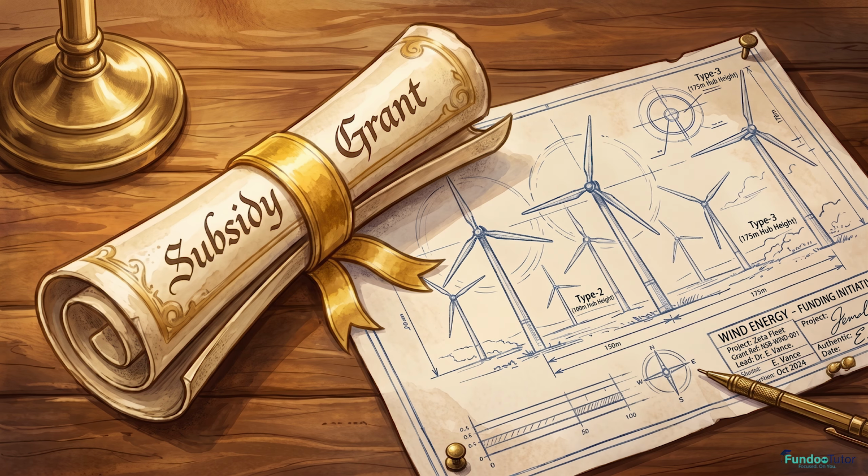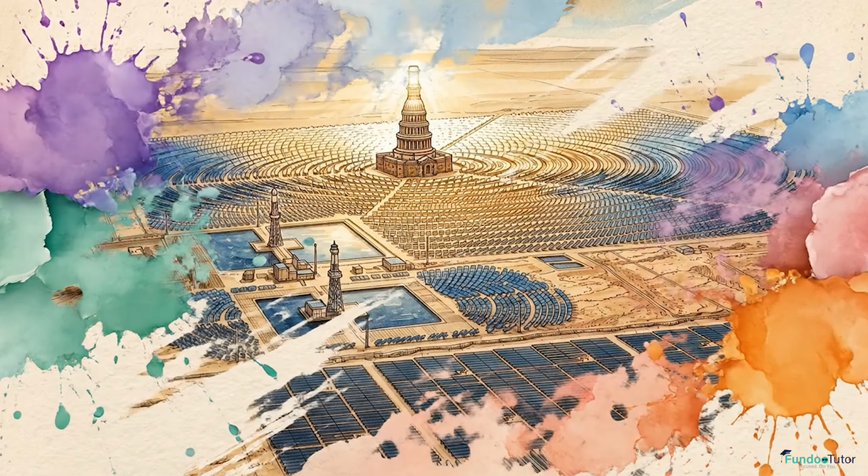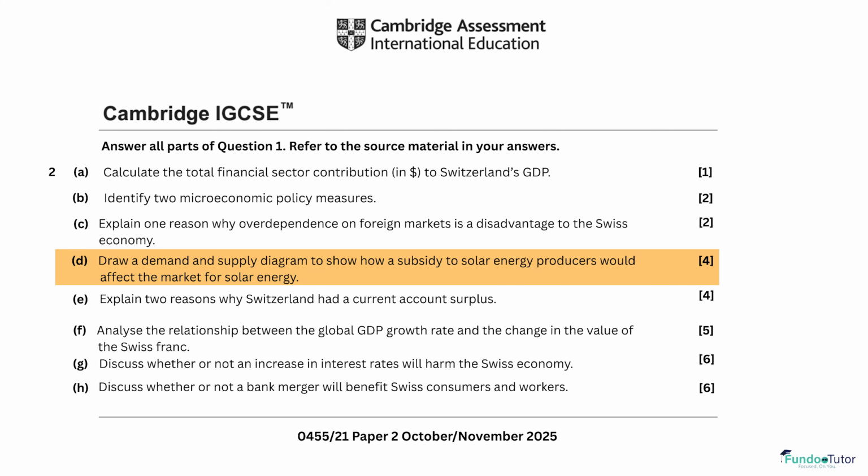Subsidies act as financial levers. Governments pull them to align the self-interest of the free market with broader social benefits. Question 2 asks us to map this mechanic for a specific industry, solar energy producers.